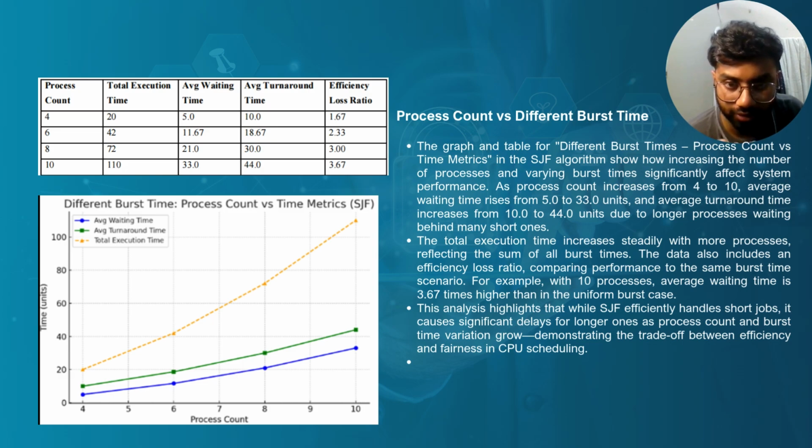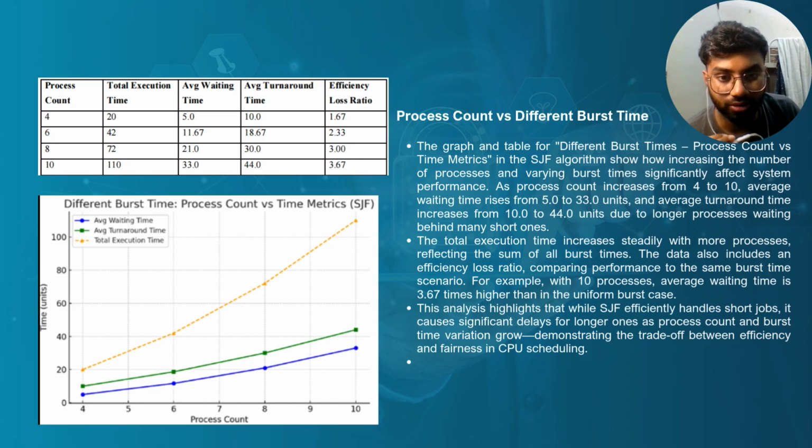Okay, this one is process count versus different burst time. The graph and table show different burst times, process count versus the time metrics, and how the SJF algorithm performance changes with increasing number of processes. As process count increases from 4 to 10, average waiting time rises from 5.0 to 33.0 units. The average turnaround time increases from 10.0 to 44.0 units due to longer processes waiting behind many short ones. So the total execution time increases steadily with more processes, reflecting the sum of all burst times.